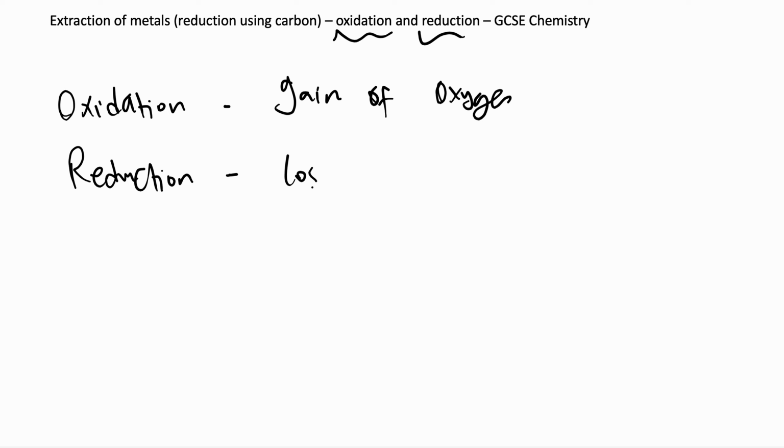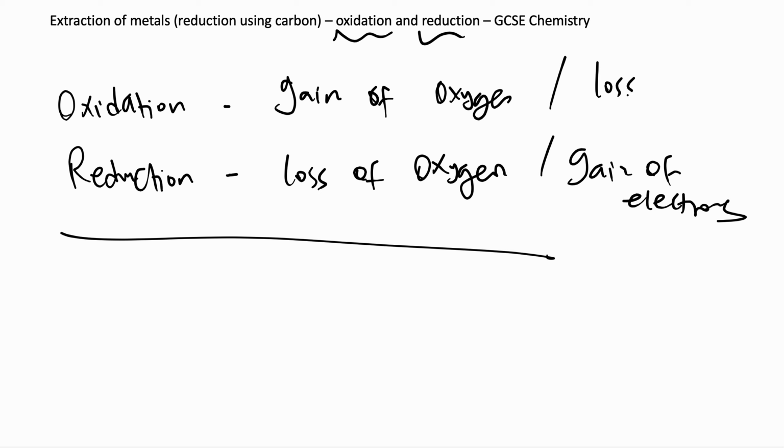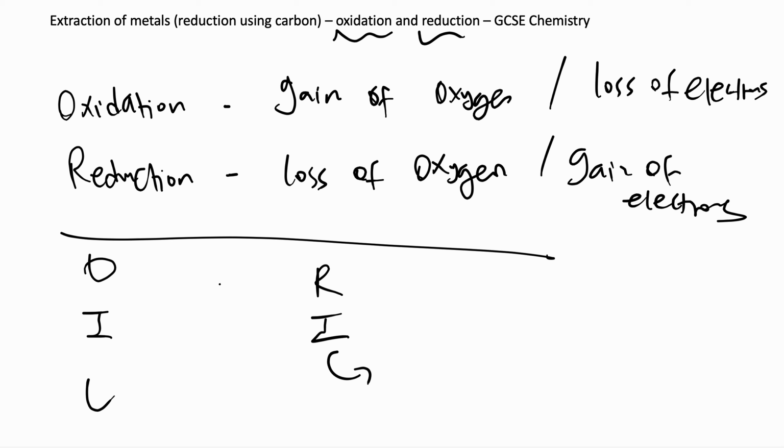Reduction is the loss of oxygen. If we're talking about electrons, reduction would be the gain of electrons, and oxidation would be the loss of electrons. With the electrons, it kind of goes against logic, and I don't even know why we use this word for electrons as well, but there's a pretty easy mnemonic to remember: OIL RIG.